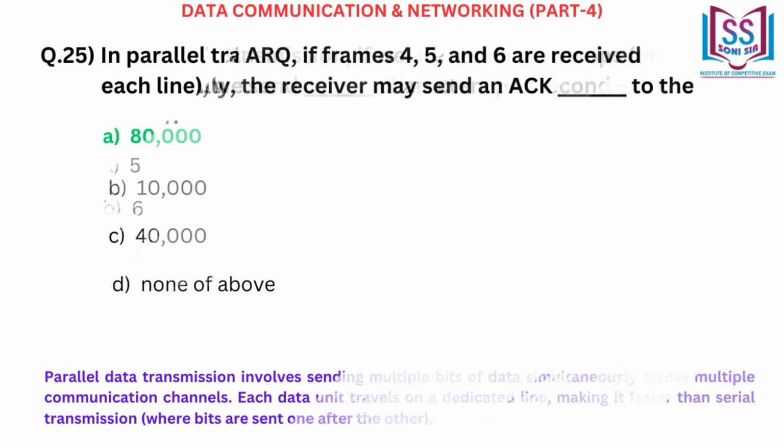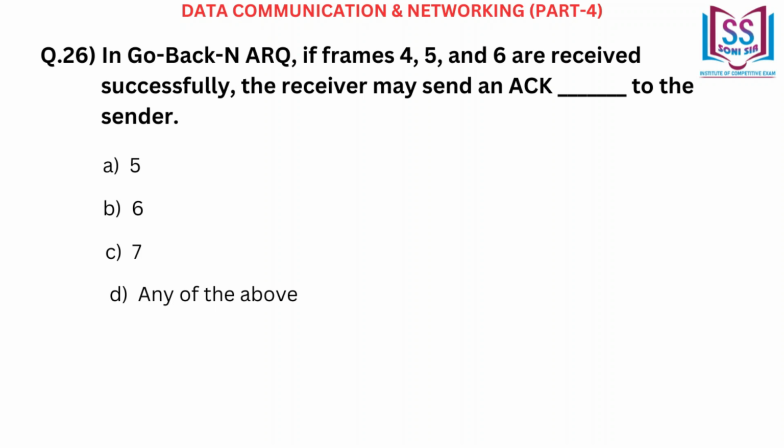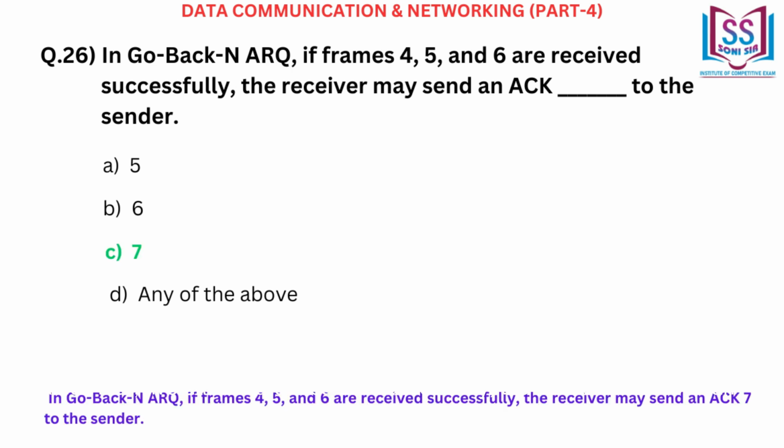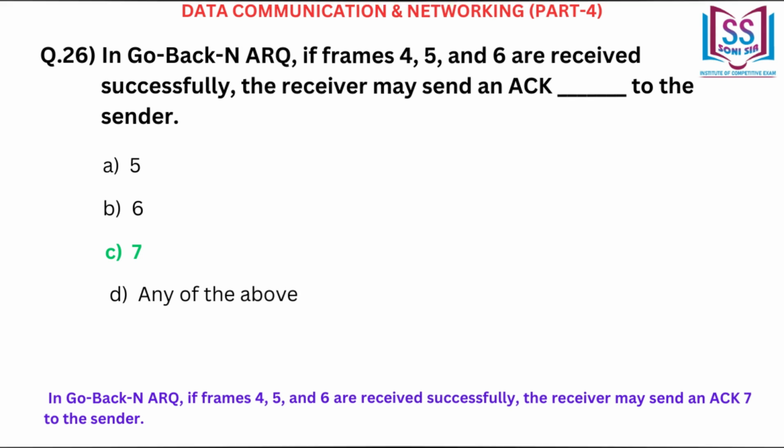In Go-Back-N ARQ, if frames 4, 5, and 6 are received successfully, the receiver may send an ACK dash to the sender. A5, B6, C7, D any of the above. Correct answer C7. In Go-Back-N ARQ, if frames 4, 5, and 6 are received successfully, the receiver may send an ACK7 to the sender.